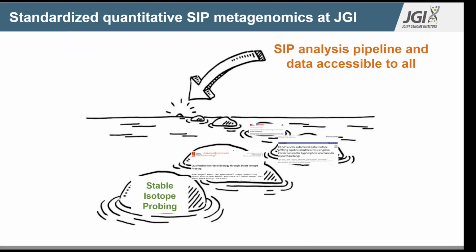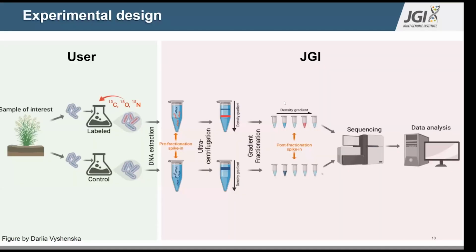And so with these three papers, along with all of the work of stable isotope probing that has come before it, they really laid out some strong footholds for getting us to the point where we want to be, which is having a SIP analysis pipeline and data accessible to all. And so how do we get to that point?